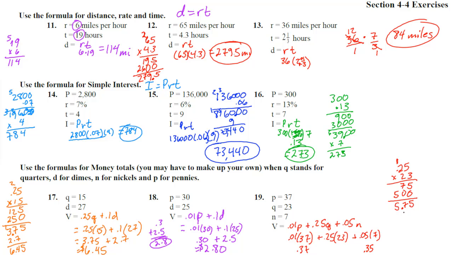Then we have 35 cents from the nickels, and then 37 cents. Let's add it up like this. 5, 10, 17, so that's 7, carry the 1. 7, that's 8, plus 3 is 11, plus 3 is 14, carry the 1, and 6. So we get $6.47. Great.